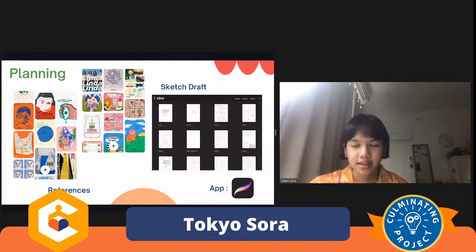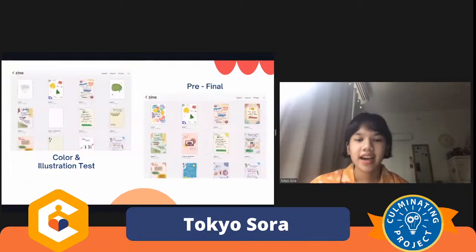Now, as you can see here, the general idea I had for my zine is scrapbook themed. So I did all of the handwriting by myself and not typing digitally, but manually handwritten. This is the color and illustration test I did for my zine and the pre-final. You can see that I use lots of colors here, and I did that to connect with my title being Warna-Warna Remaja.